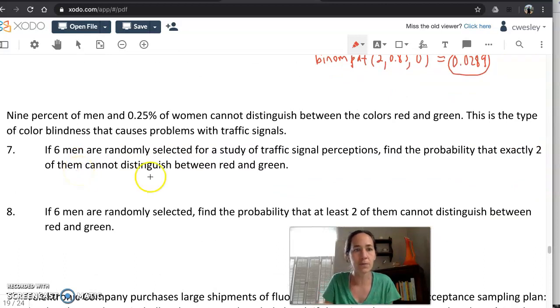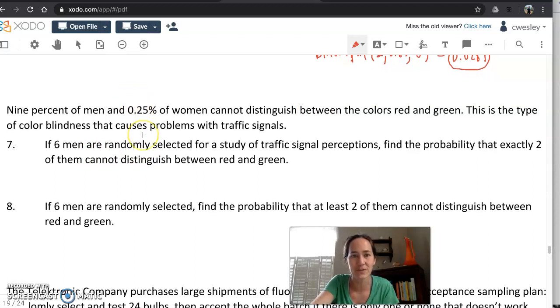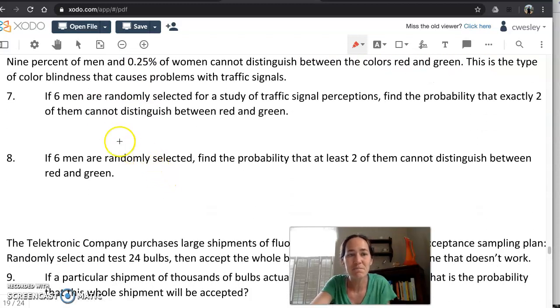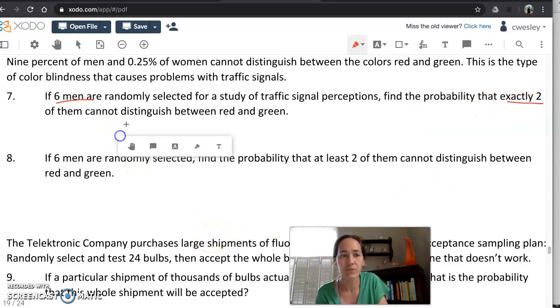A few more examples here. The statistic is that 9% of men and 0.25% of women are actually colorblind and cannot distinguish between the colors red and green. This causes problems with traffic signals because, you know, green, red, and yellow are what comes on a traffic signal. If 6 men are randomly selected for a study, find the probability exactly 2 of them cannot distinguish between red and green. I see that exactly 2. I got to decide PDF or CDF. I'm thinking binom PDF. It's one case that we care about.